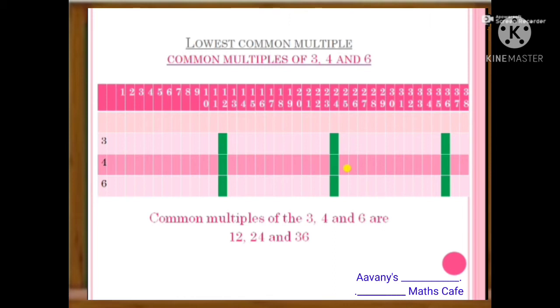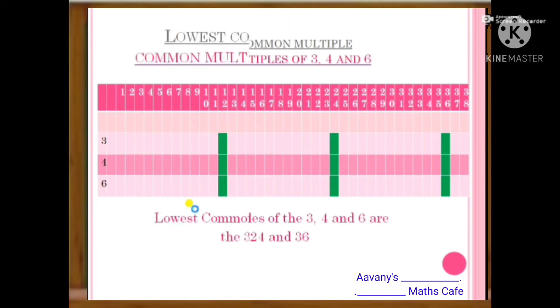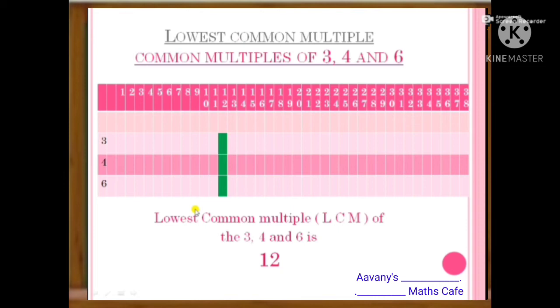Among these, the lowest number, that is 12, is known as the lowest common multiple, known as the LCM. So the lowest number among these is 12. So 12 is considered as the LCM of the numbers 3, 4 and 6. So I think everyone is clear with this pictorial representation.